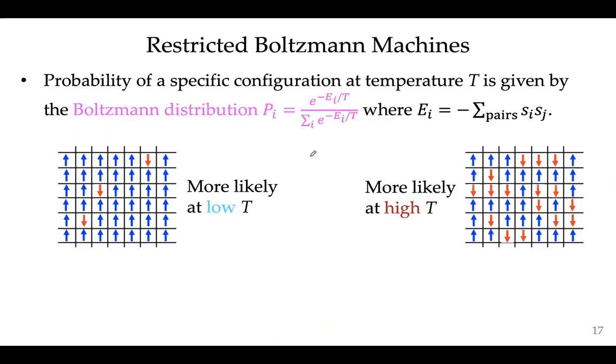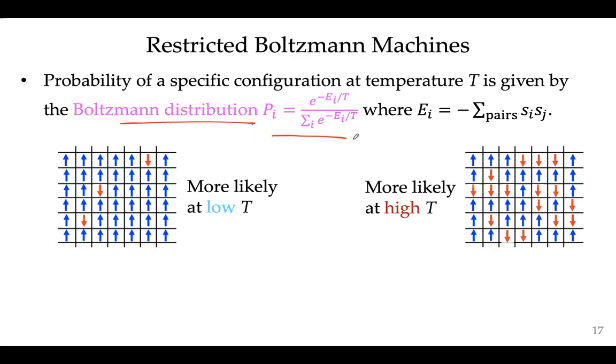Okay, so let's move to restricted Boltzmann machines. But before that, let me talk about the concept of probability in statistical mechanics. Let's say the question is, at a given temperature, how probable is this configuration? How do you quantify this? Well, the probability of a specific configuration at temperature T is given by the Boltzmann distribution.